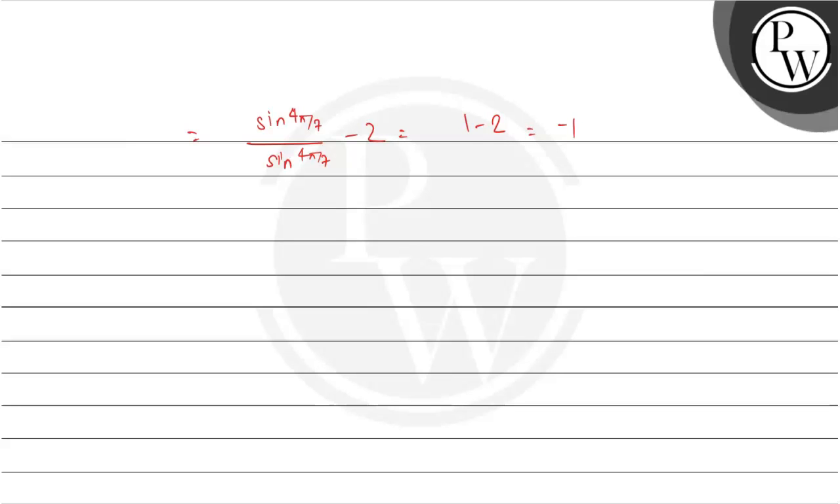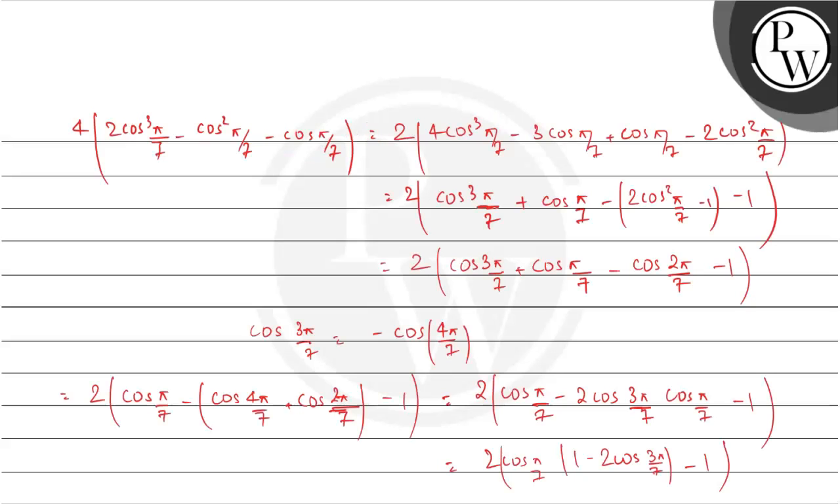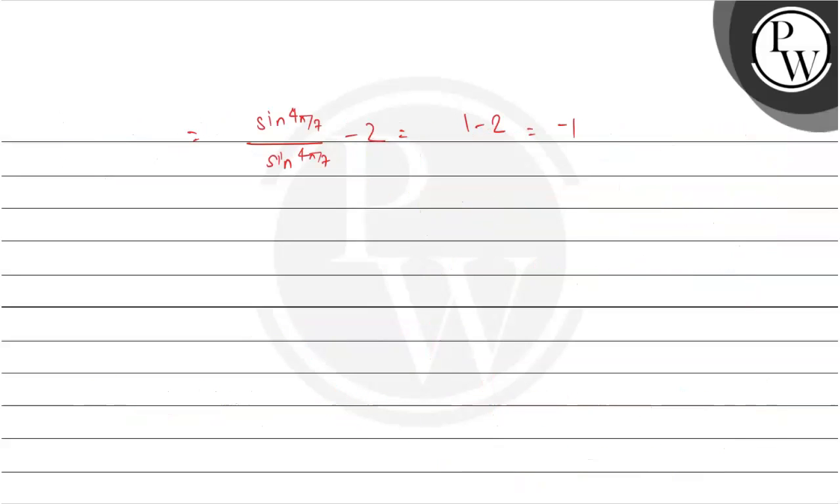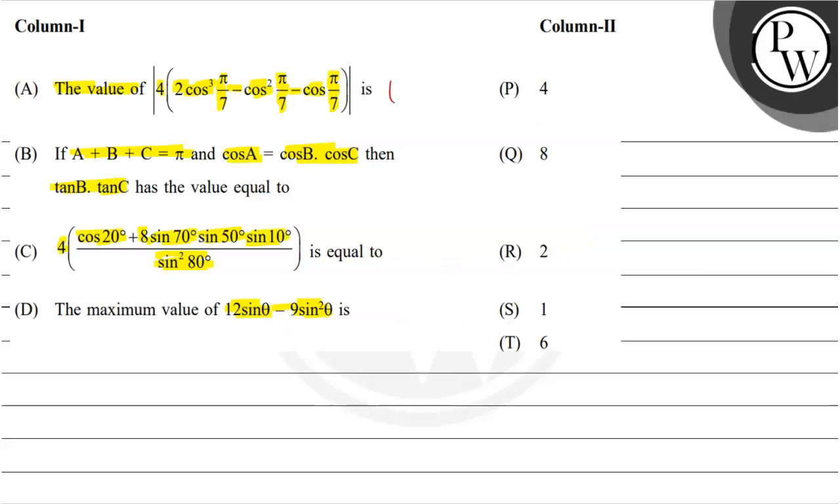We were asked to find the mod of the entire thing, so we were asked to find mod of this thing, and hence the mod of this thing would be mod of minus 1, equal to the final answer, which is basically 1. Hence our final answer would be 1 for part A, which is option S.